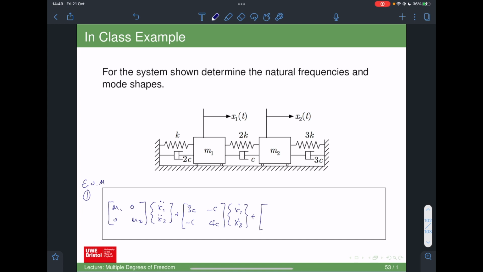And then we've got 3k, minus 5k, minus 2k, minus 2k, x1, x2, and then down here we've got 0 and 0. It's a free system. Are there any questions on that step? How to get from the picture to the matrix form of the equation of motion in one step? No? Okay, that's good.